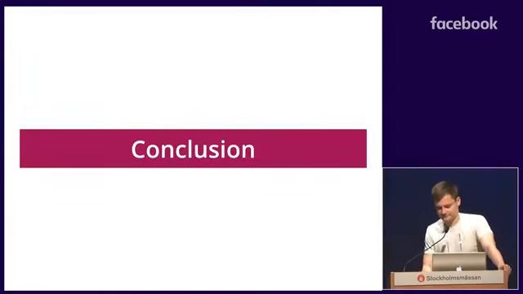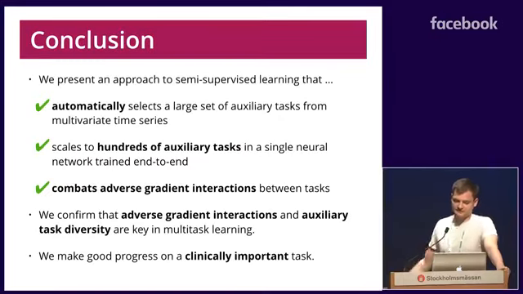In conclusion, we presented an approach to semi-supervised learning that automatically selects a large set of auxiliary features from multivariate time series. It scales to hundreds of auxiliary tasks in a single network trained end-to-end. It combats adverse gradient interactions between tasks. And we also found, as had been reported in previous works as well, that adverse gradient interactions and auxiliary task diversity might be the key features to multitask learning. And last but not least, we also made good progress on this clinically important task.